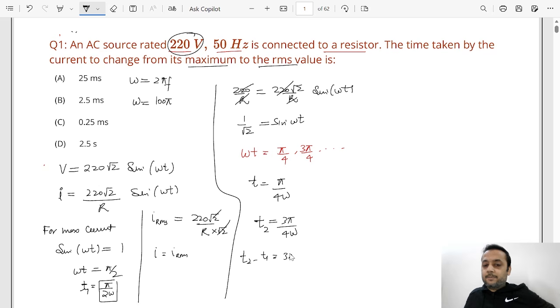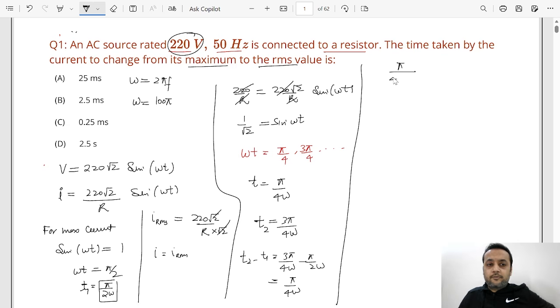So 3 pi by 4 omega minus pi by 2 omega. So this will become how much? Pi by 4 omega. This value will become pi by 4 omega, and now you can calculate this value. Omega is how much? 100 pi.